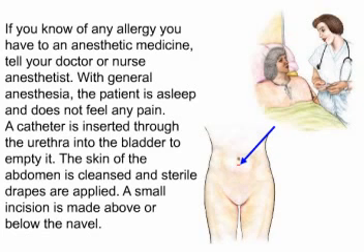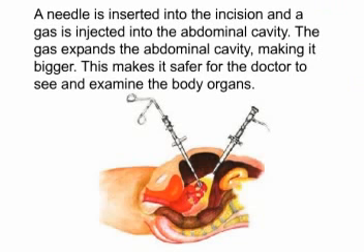A catheter is inserted through the urethra into the bladder to empty it. The skin of the abdomen is cleansed and sterile drapes are applied. A small incision is made above or below the navel. A needle is inserted into the incision and a gas is injected into the abdominal cavity. The gas expands the abdominal cavity, making it bigger. This makes it safer for the doctor to see and examine the body organs.